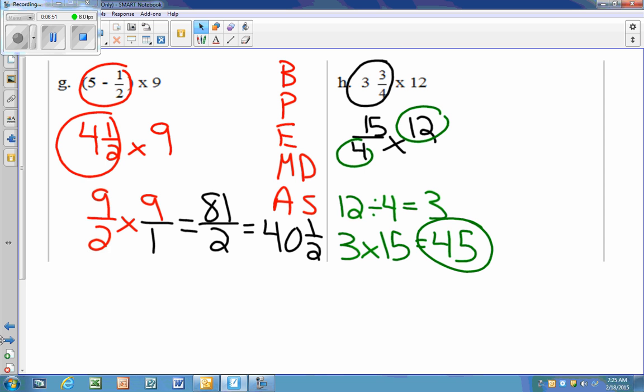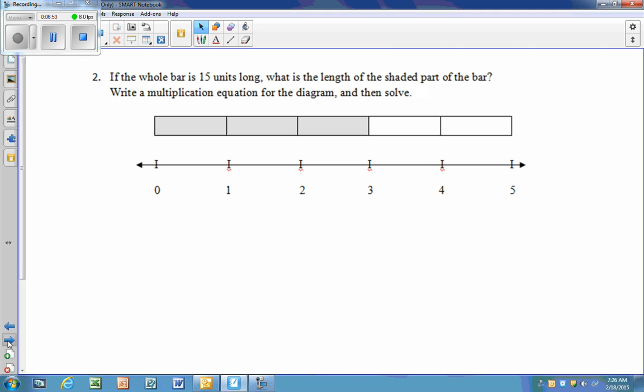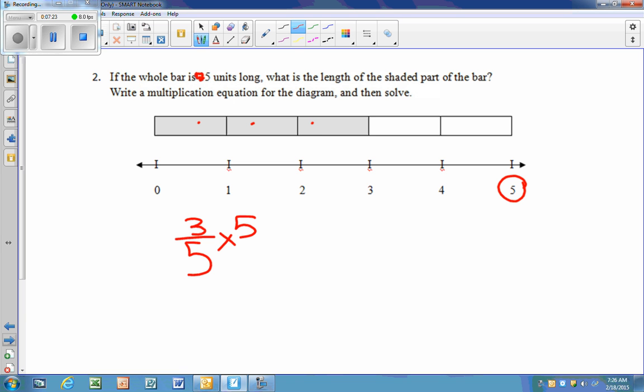The next question talks about if the whole bar, it should say, is 5 units long. So get rid of that. What is the length of the shaded part of the bar? Write a multiplication equation for the diagram and then solve it. Well, I have this bar and it's split up into 5 pieces, and I want to know about 1, 2, 3 of them. So I want to find 3/5 of the whole bar, and the whole bar is worth 5, so I'm finding 3/5 of 5. That's my multiplication sentence in this case.